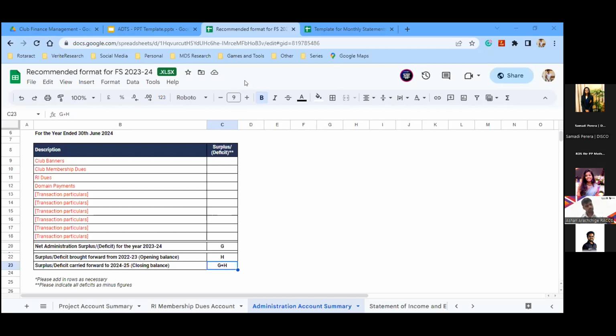Reshaka, there's a question. Reshaka or Vinuri. So in this, they've asked about membership. In the RI membership dues account, Reshaka or Vinuri, whoever's there, if you're alive, make a sound. Yeah, go ahead. So in the RI membership dues account, do you want them to record the club membership dues as well? Or do you expect them to add it together or something like that?